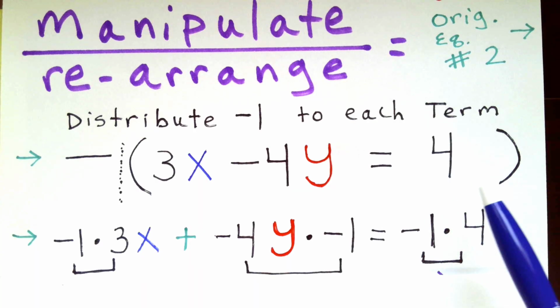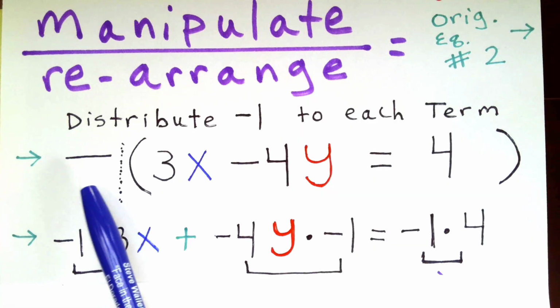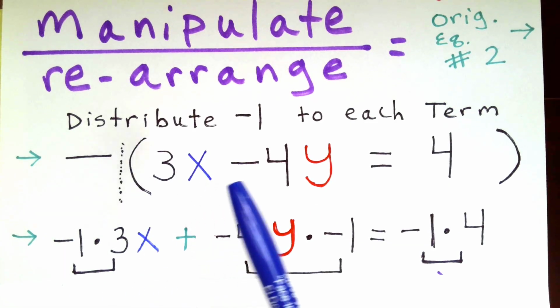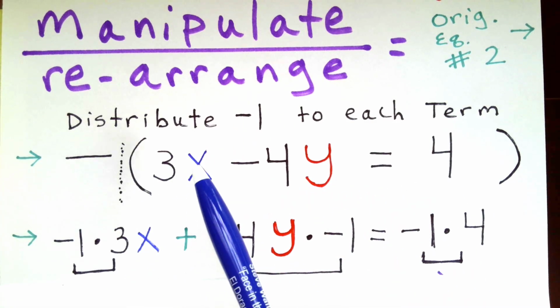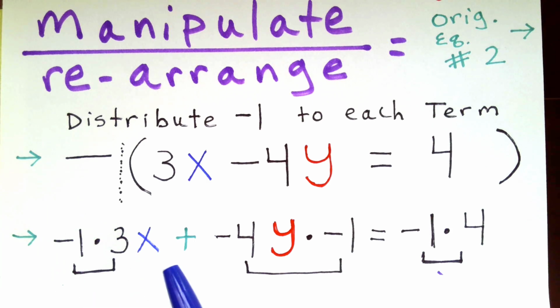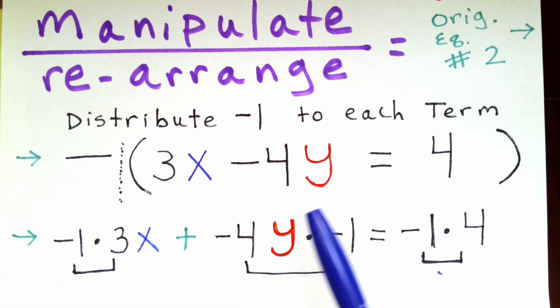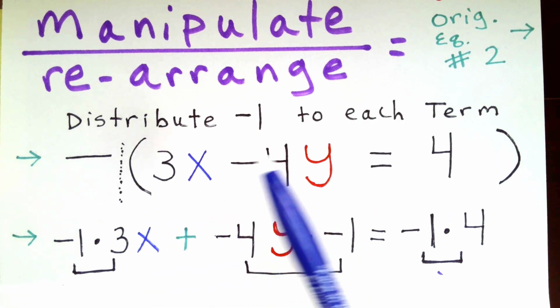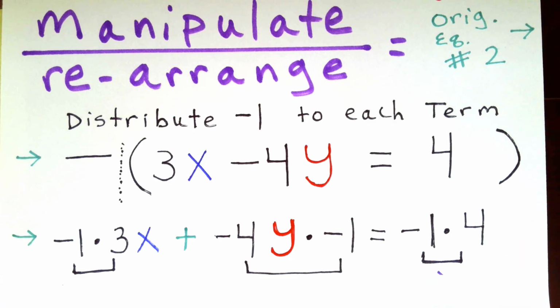Keeping organized is very, very important. So I'm going to distribute a negative invisible 1, the -1, and multiply that times each of the terms. -1 times a positive 3x, I'm showing you here, separating each term with a plus sign. -1 times a negative 4y, I'm showing you that right here. Equals -1 times a positive 4, I'm showing you that right here.